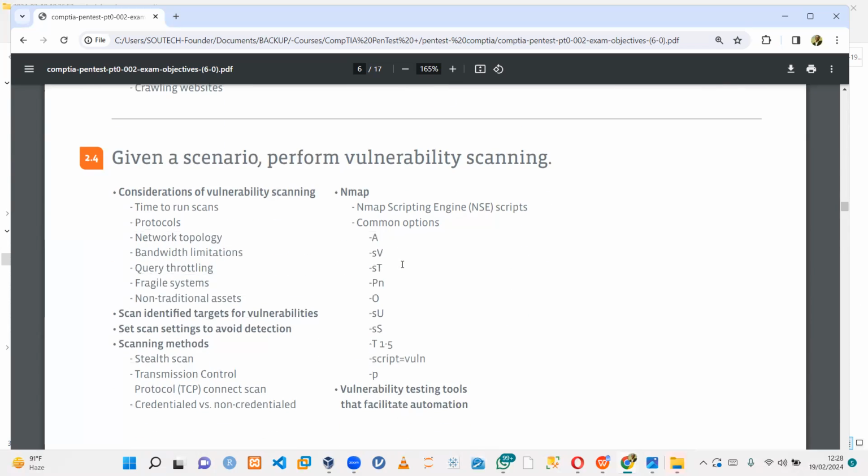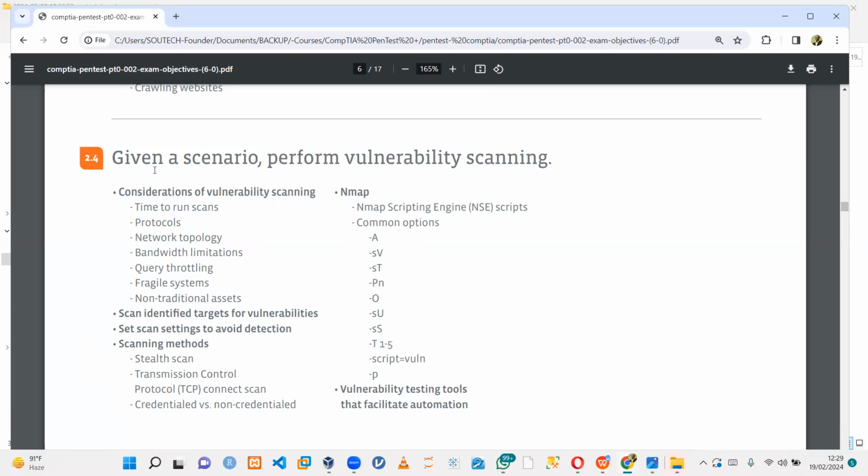Now, another thing is, given the scenario, perform vulnerability scanning. So here now, you're not just understanding, you're not explaining, you want to be able to perform vulnerability scanning. Now, how do you perform vulnerability scanning when you have some scenarios, when you have time to run a scan? Maybe you just have 2 minutes. There are some scans that are going to take you quite a while, right? So if you run a particular scan, at times you're going to get results. But the question is, how soon can you get it?